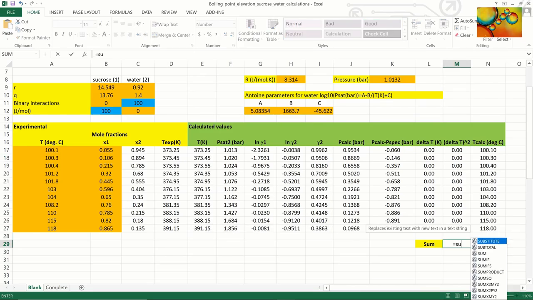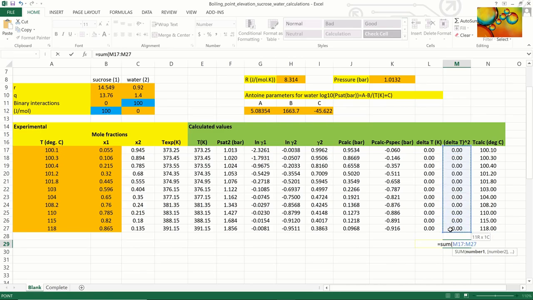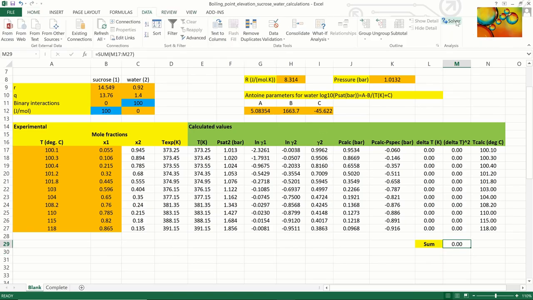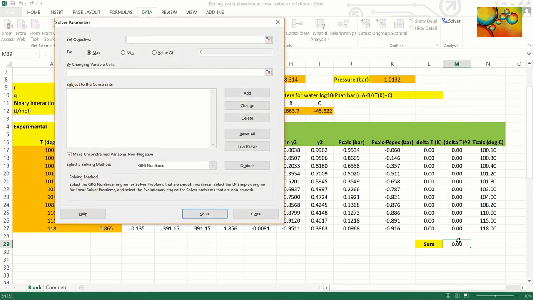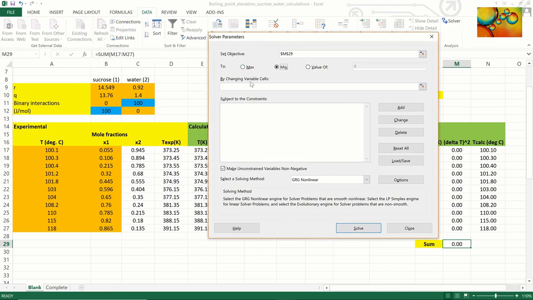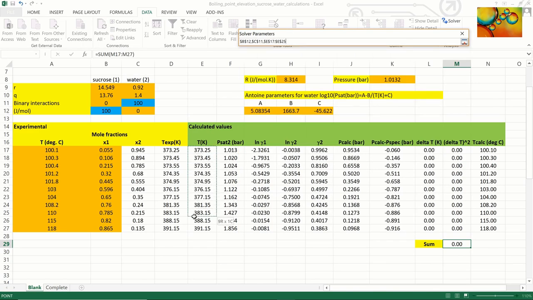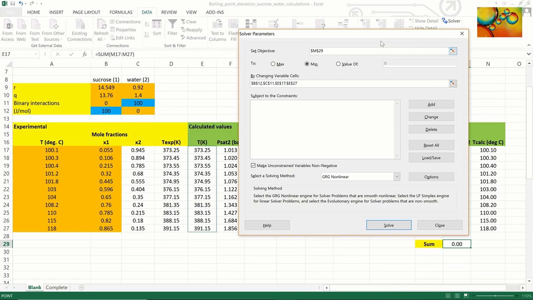We now add the squared deviations in temperature. So we use the sum function, sum of delta T squared. And what we want to do now is to minimize the summation using Excel Solver. So our goal is to take this cell, minimize, and to do that we will change the values of the binary interaction parameters, which we want to fit, the cells with blue background. We also change the calculated temperatures.